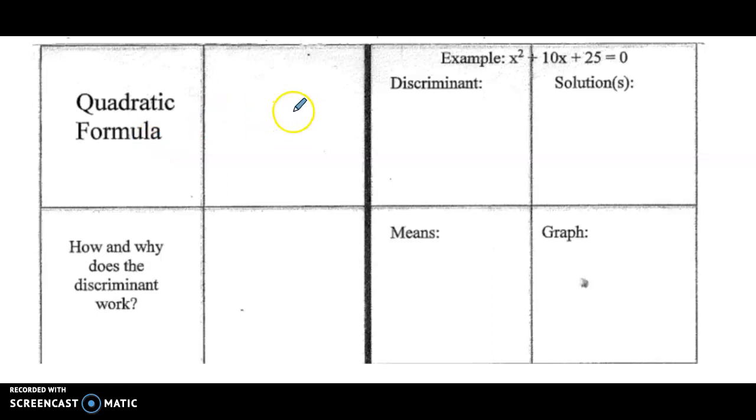Now, you should have a green foldable. I will go over the first portion with you, and then I would like you to try the rest with your group, okay, or with the people sitting next to you. So what this is going to do is take a look at why the discriminant works, okay? So first, let's remember our quadratic formula. I want you to fill that in here.